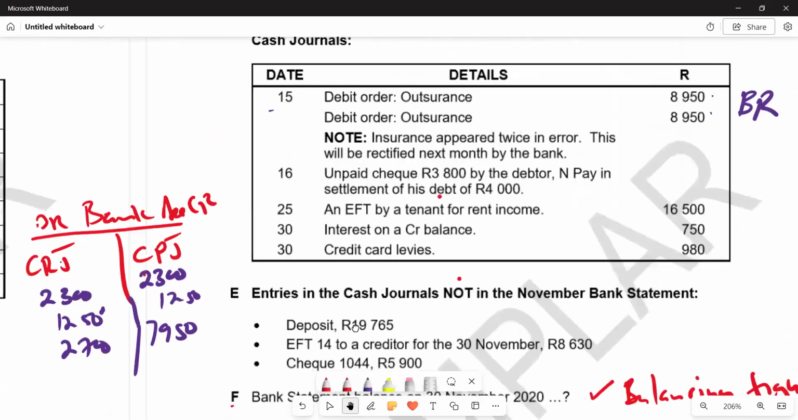Right, after the EFT by tenant, we've got the interest on credit balance of 750. Remember, the credit balance that we are referring to is the bank statement credit balance. When it's a bank statement credit balance, it's a favorable balance, just like a debit balance in our bank account in the ledger. So it's interest, which means it's going to increase the money in our bank account. So when you go to our journals, we're going to have a 750 increase in our cash receipts journal. So we have 750 under the cash receipt journal that we need to enter also. So we go there.